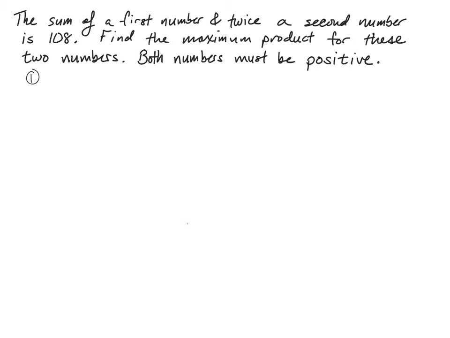For our first example, we have the following scenario. The sum of a first number and twice a second number is 108. Find the maximum product for these two numbers. Both numbers must be positive. So what we know for sure is that x and y are going to be our numbers. Let's call x the first number, and let's call y the second number. What else do we know? We know that the sum of the first number plus twice the second number is 108.